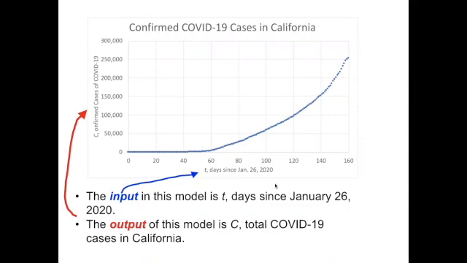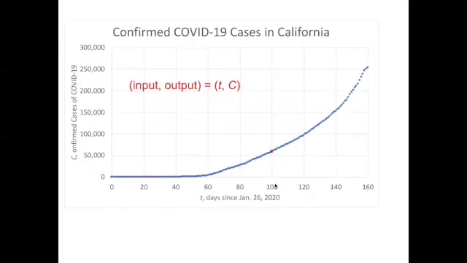So we were working with a model of confirmed COVID cases in California on the vertical axis. So that was our output, and the input, we're thinking of the number of days since January 26th. So let's take a look at how we can read and explain what's going on with this graph.